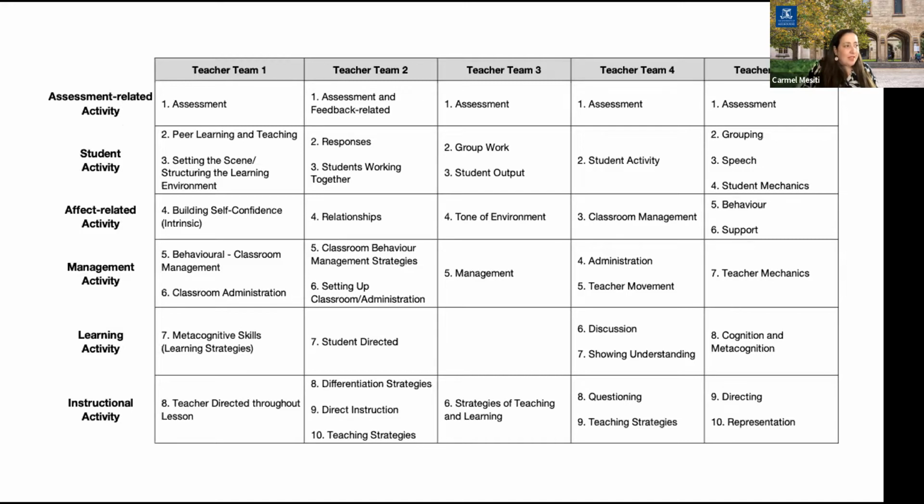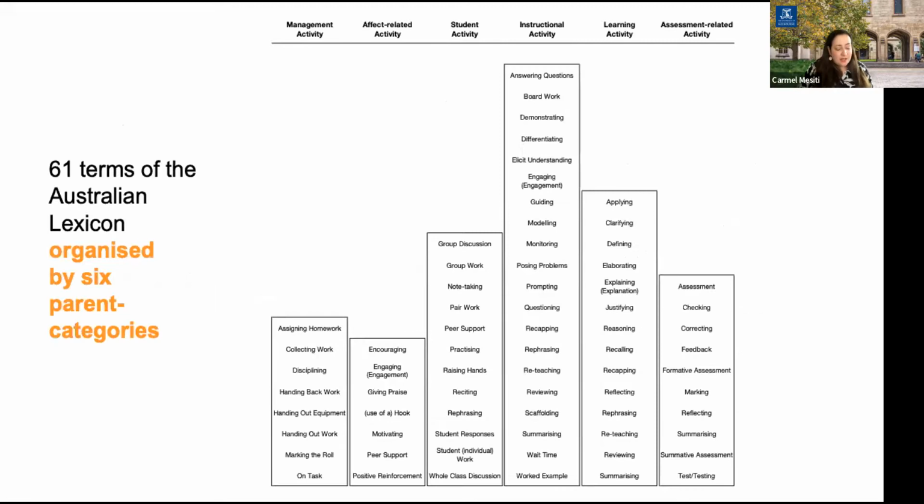After having done this work, I found that this is a map or a figure of how the teachers arrange their terms, how the teachers see the terms belonging to each other. I was inspired by their naming, but basically we had a group about management, a group about affect-related activity, student activity, instructional activity, learning activity, and assessment-related activity. And the reason I undertook this analysis is because you can give the lexicon alphabetically, but might it also be useful to see it organised in a category just like this?